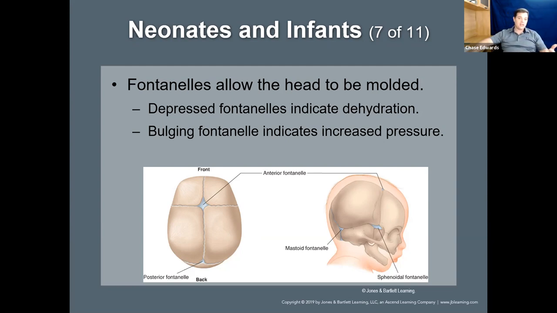If it's bulging, then that's indicative of increased ICP, or intracranial pressure. So some sort of possible injury. That's something that we're looking for when we come upon a child and we see some sort of head injury, possibly shaken baby syndrome, something to that effect.